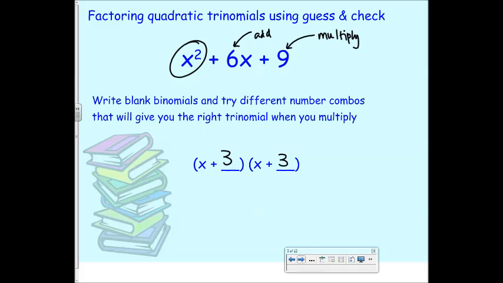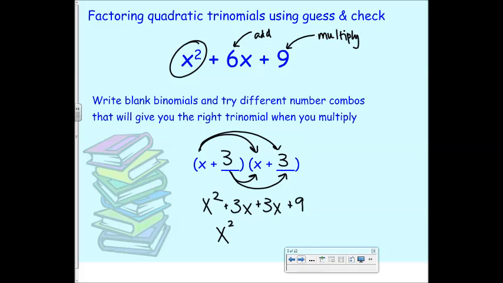How would you check to see if that's right? Do the box, do the distribution. I'm going to distribute this time. So I'm just going to draw my 4 arrows. What's x times x? What's x times 3? What's 3 times x? And what's 3 times 3? All right, and then I combine 3x plus 3x, which gives me... So did that give me the right answer? Yes. So this right here is your answer. You just factored a trinomial.